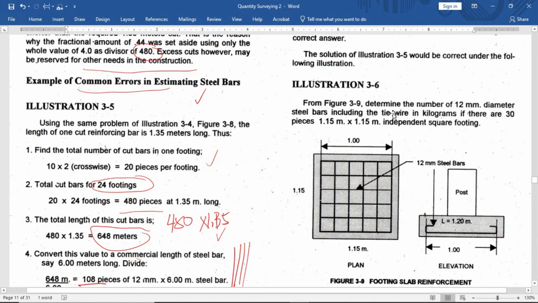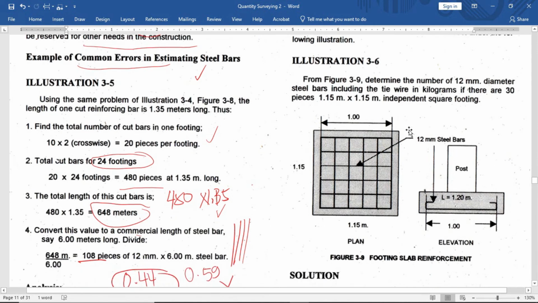Illustration 3-6. From figure 3-9, determine the number of 12 mm diameter steel bars, including the tie wire in kilograms. There are 30 pieces of 1.15 meters by 1.15 meters independent square footing. So, meron daw tayong 30 pieces na 1.15 by 1.15 square footing. So, hanapin natin yung net length.